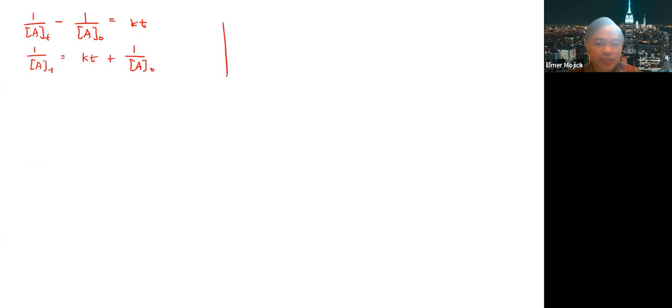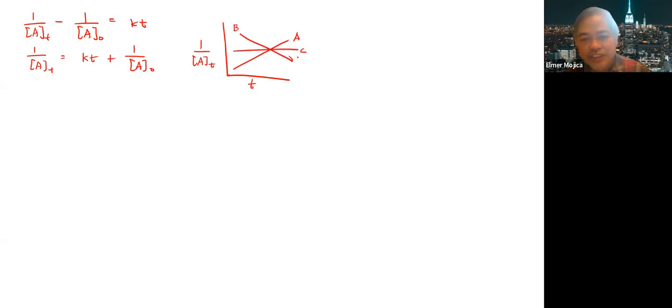Now, the last one that you have there is the second order. The second order will be represented by 1 over A minus 1 over initial A equals kt. If you put that in y equals mx plus b, it is just kt plus 1 over initial A. So what does this look like? 1 over A versus t. So what is it? A going up, B going down, C straight line, D straight line. So what is correct there?